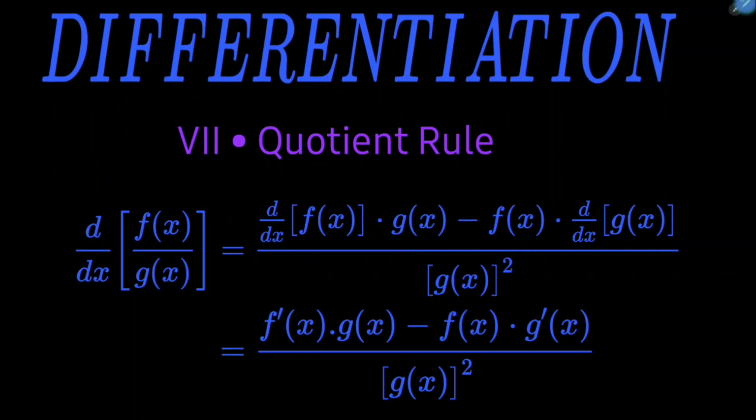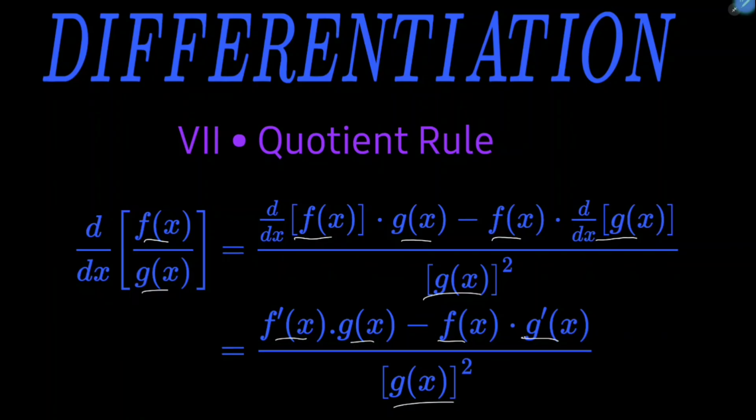If you have a function divided by another, say f of x divided by g of x, the derivative is the derivative of the numerator times denominator minus numerator times derivative of denominator, all divided by the square of the denominator. Remember the order: f prime times g minus f times g prime over g squared.